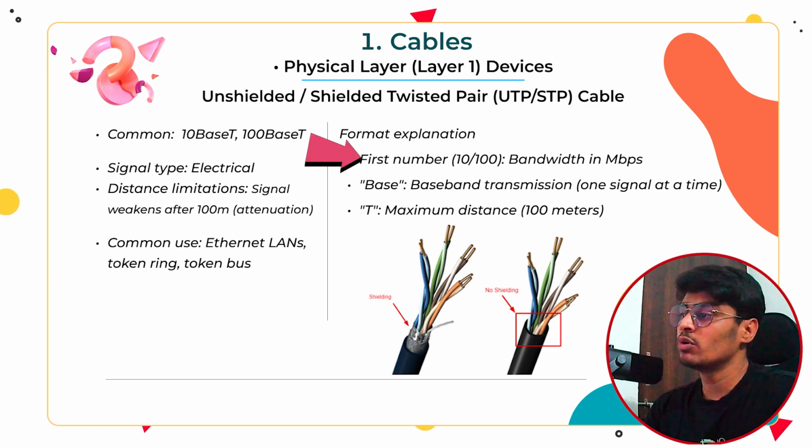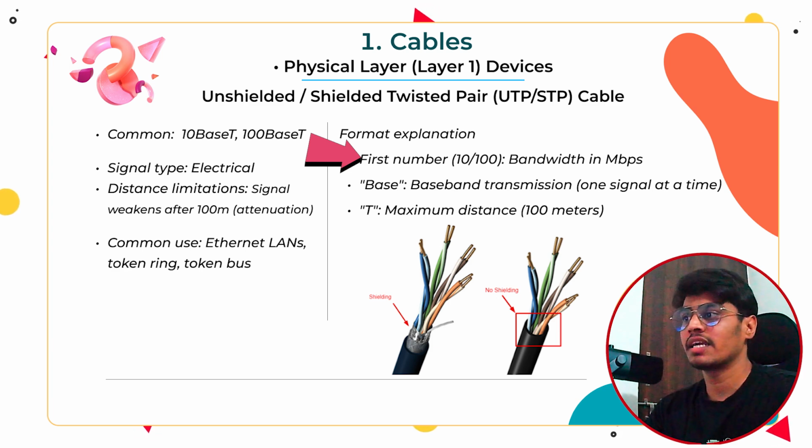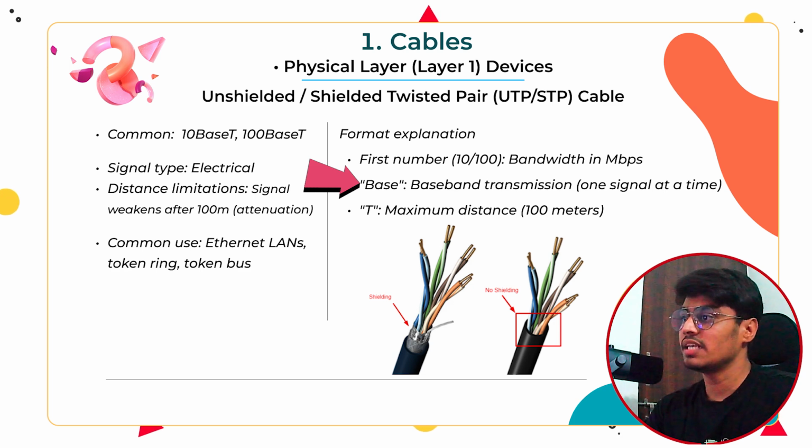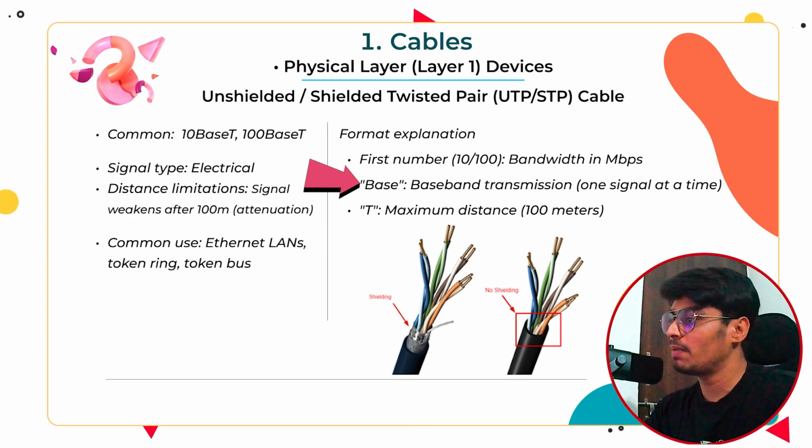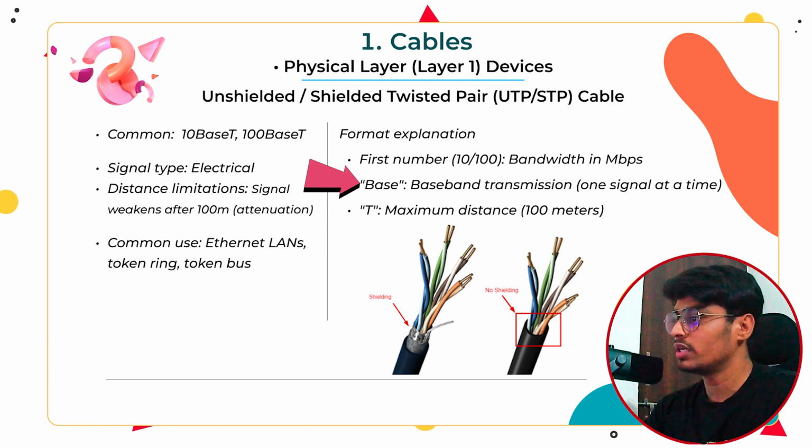What does 10 denote here? 10 megabits per second, meaning that I can transmit 10 megabits of data in 1 second. Base, what is base here? Now we have two terms in computer networks: baseband and broadband. What does baseband mean? If a signal is already passing through the wire, no other signal can pass through it at the same time. At a time only one signal can go. If any other signal comes, there will be a collision between them. This is baseband. And in broadband, multiple signals can move in parallel.